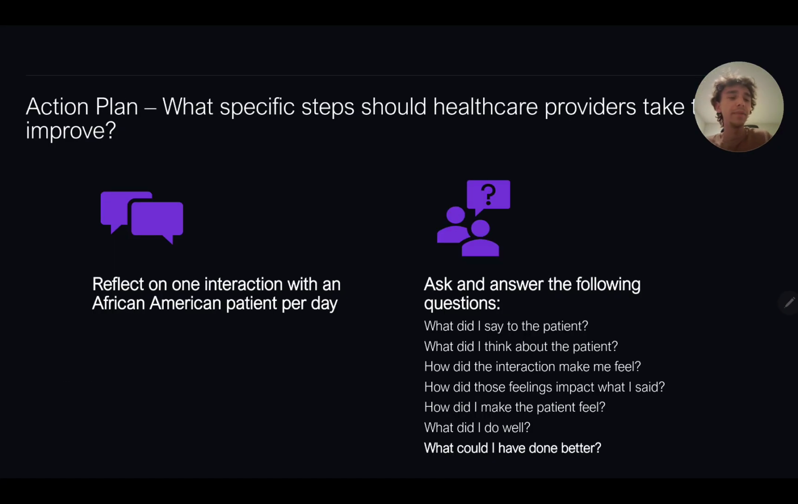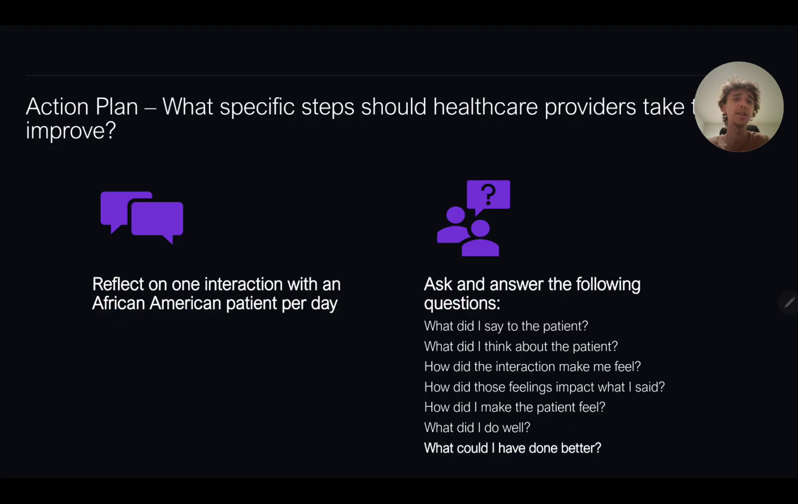So I feel like it's one thing to talk about certain things that people can do to improve their implicit biases, but it's another thing to actually get people to do it. So I wanted to provide a specific action plan and something that can be easily attainable for healthcare providers on a daily basis. And it's amazing, I feel like, how big of a difference these steps can make. So what specific steps should healthcare providers take to improve?